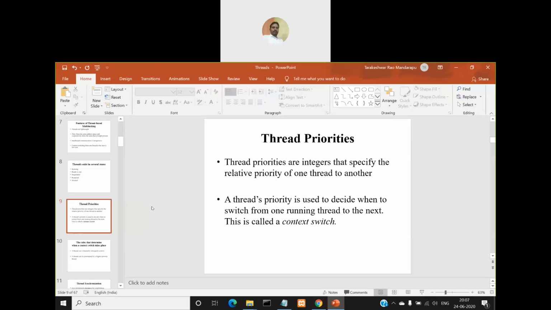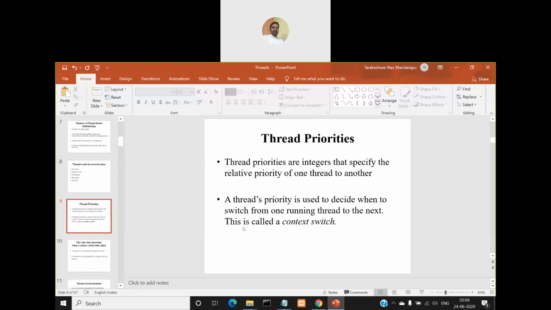So how do we represent thread priorities in Java programming? In Java, we use integer values to specify the priority of a thread. Each thread will be given some priority. A thread's priority is used to decide when to switch from one running thread to the next. This is called a context switch. When the CPU switches from one thread to another thread for execution, we call it a context switch. We already discussed it in the earlier part of this session.